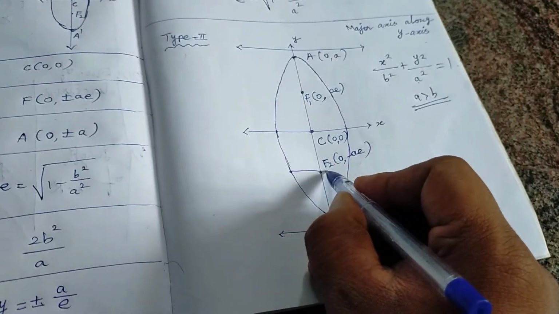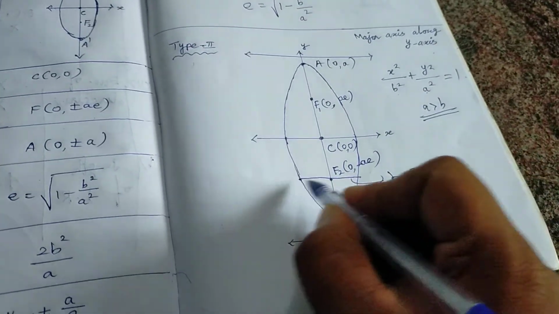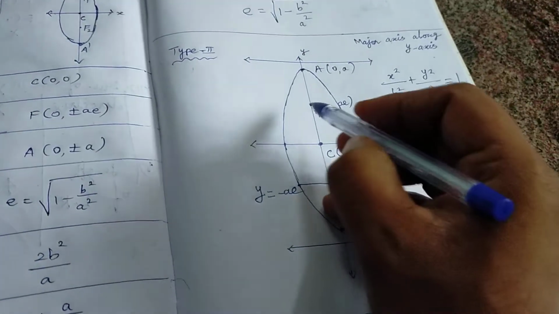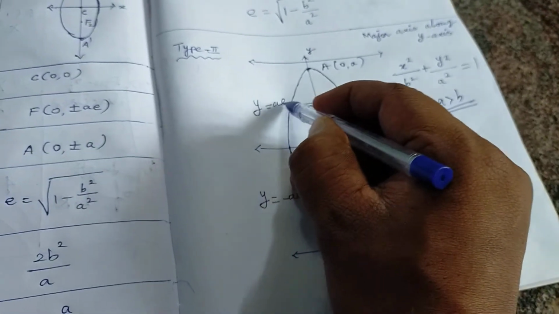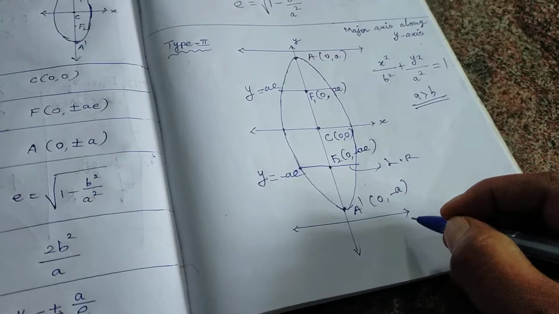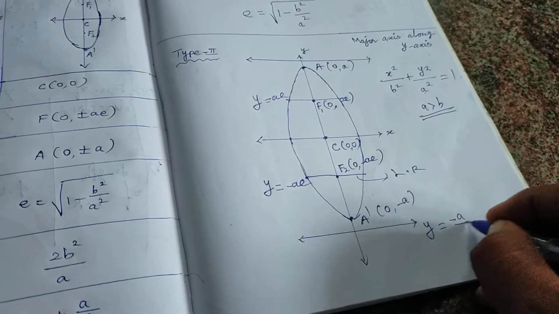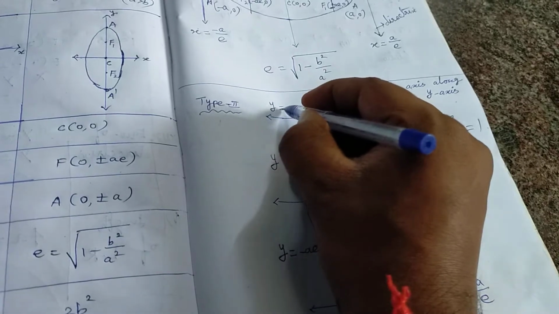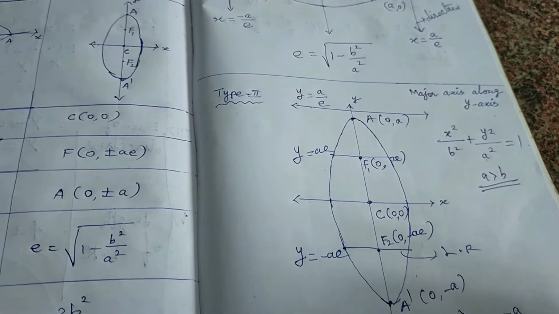And the line which passes through the focus is called the latus rectum. This line is the latus rectum. It intersects the y-axis, so the equation of latus rectum is y equal to minus ae. Similar concept, this one is y equal to plus ae. Isn't it children? These two lines are called the latus rectum. This is the directrix. The directrix equation is y equal to minus a by e. This is the positive value, y equal to a by e. These are all the points we discussed.